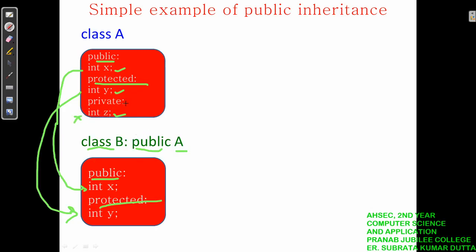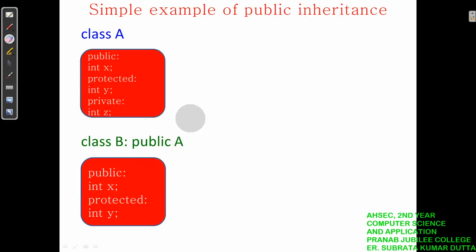Why? Because z is given private, so z will remain in the base class itself. So z will remain in class A only. You cannot access z from class B. So we can access x and y from class B, but we cannot access z from class B. We can access z only within class A. We have not inherited z because the access specifier is private. I hope you have understood this.